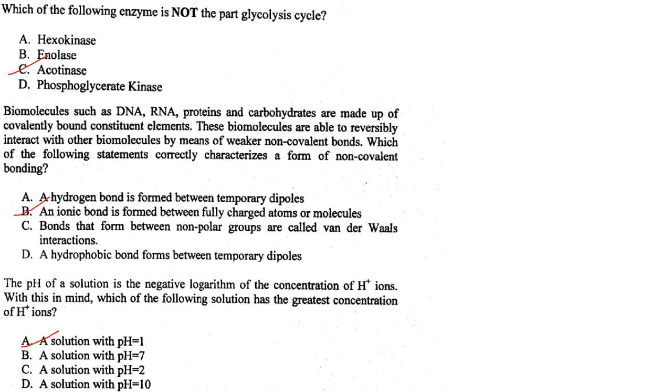Then next one. The pH of a solution is the negative logarithm of the concentration of H plus ions. With this in mind, which of the following solutions has the greatest concentration of H plus ions? Option A is a solution with pH 1, so the hydrogen ion concentration will be 10 raised to minus 1. B will be 10 raised to minus 7. C will be 10 raised to minus 2. And D will be 10 raised to minus 10. They have asked which has the greatest concentration of H plus ions. So answer is option A, a solution with pH of 1.